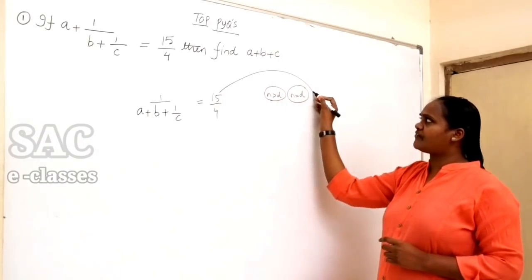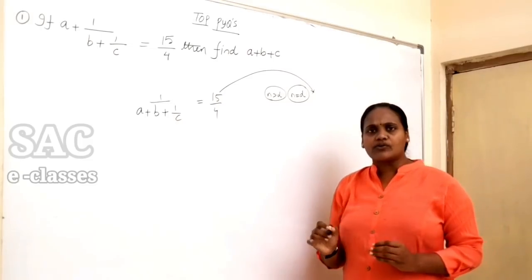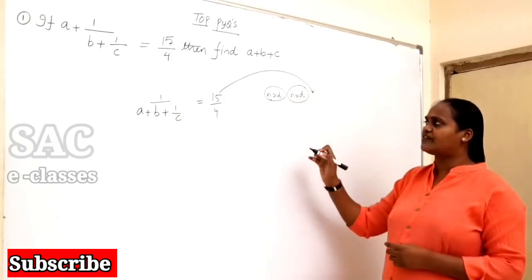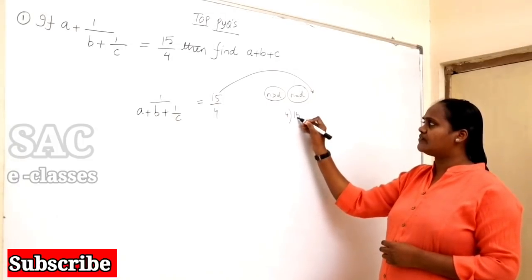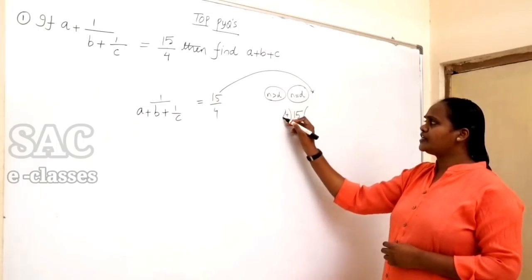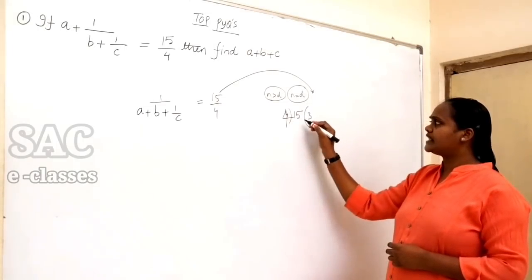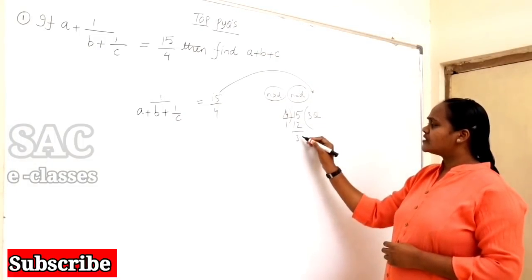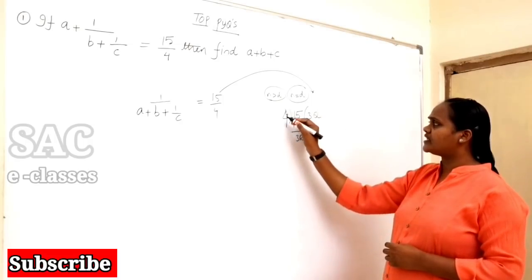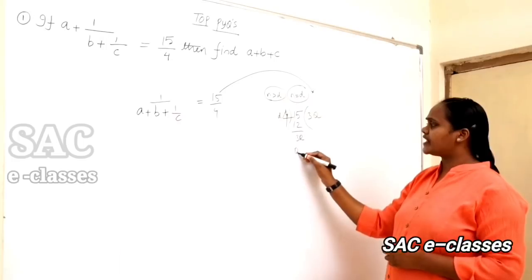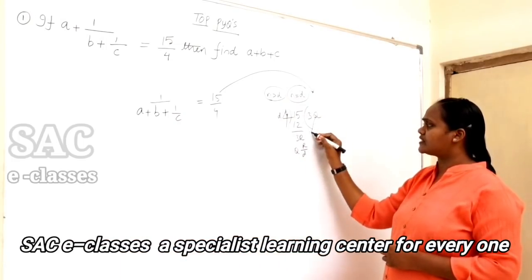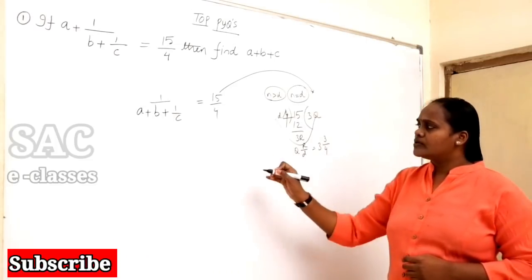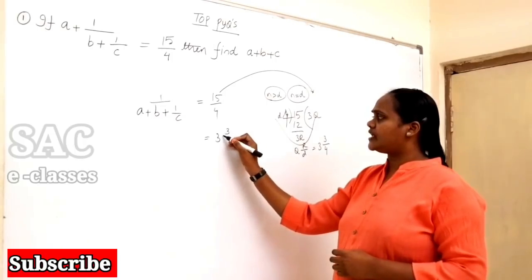Every improper fraction can be written as a mixed fraction. How can I convert an improper fraction into a mixed fraction? Simply do the division. 15 divided by 4 goes 3 times, so you get 3. Usually 3 is called the quotient. The remainder is also 3. You have to write it as Q R by D, which means 3, 3 by 4. Express it as 3, 3 by 4.